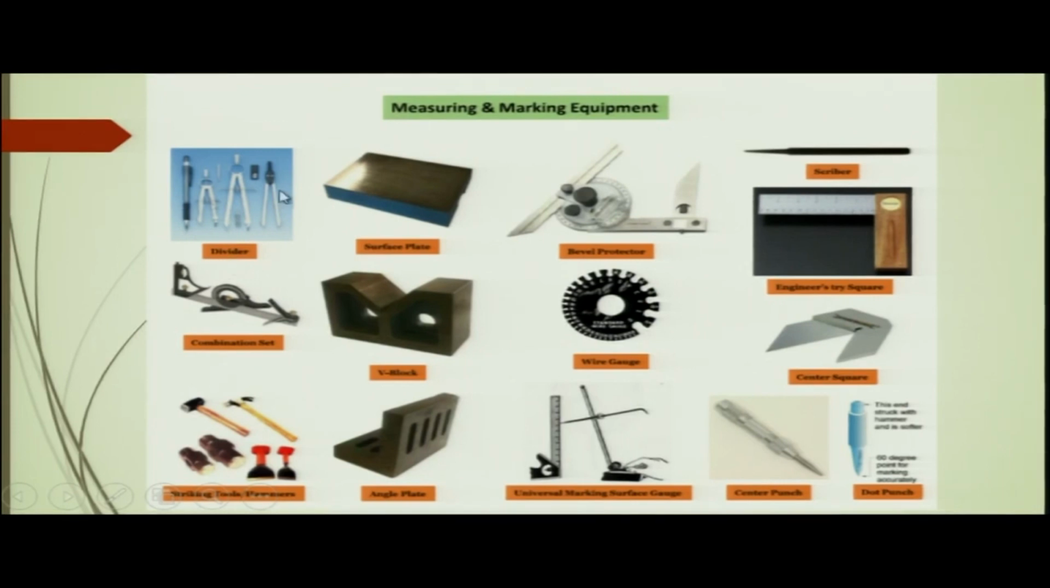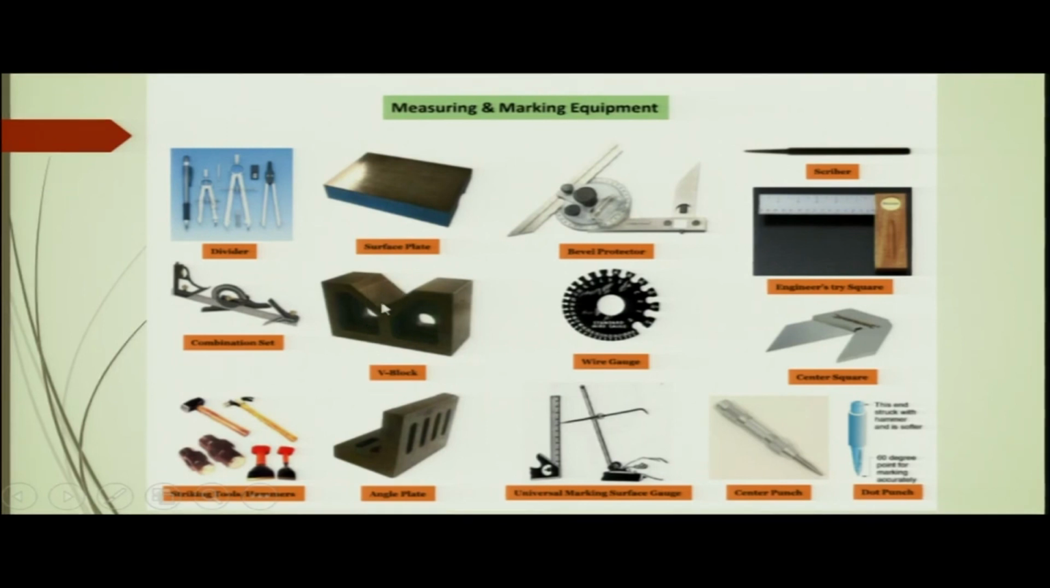These are the dividers, like in the geometry box that you get. This is the surface plate, this is absolutely flat, all right. This is the V block, and the V block is used to place the cylindrical part, so that the cylindrical part's axis remains coaxial.